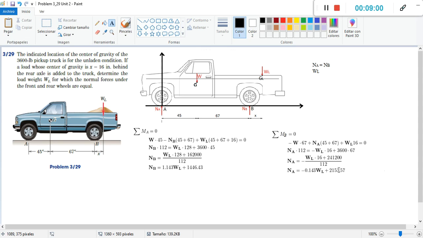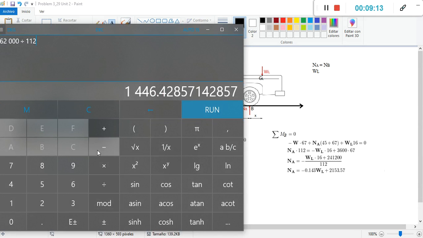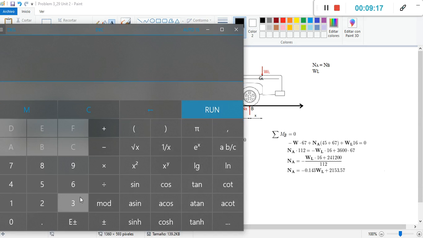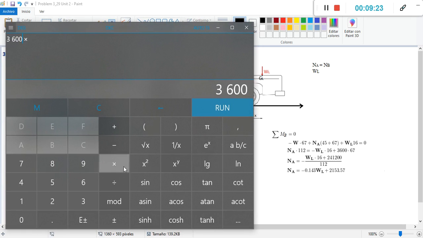241,200, which is the multiplication of 3,600 times 67. So we're going to do it. It's 3,600 times 67, and it's 241,200.